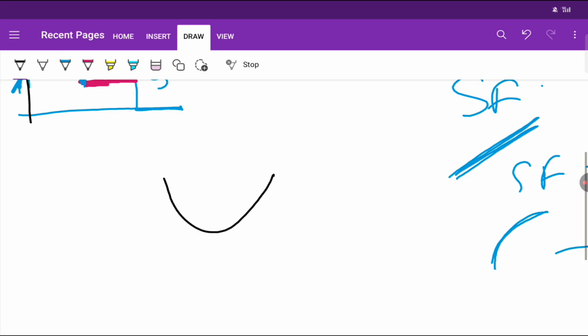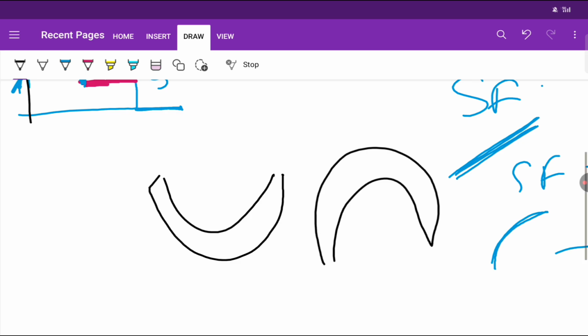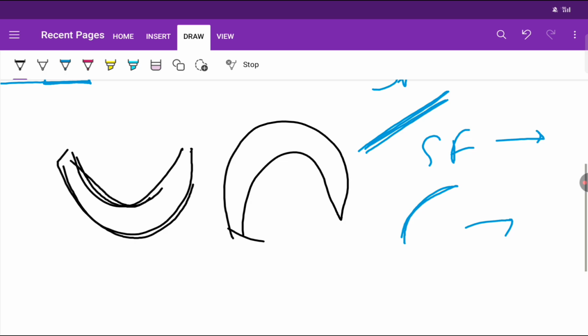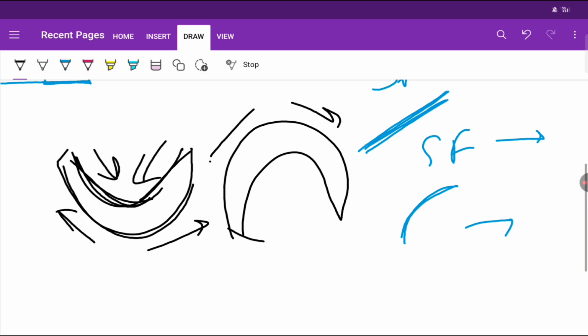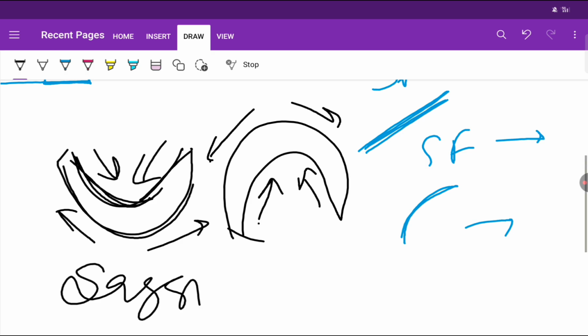Here the top portion is compression and the bottom portion is tension. The topmost fiber is under compression and the bottommost fiber is under tension. In the other case, the topmost fiber is under tension and the bottommost fiber is under compression. So this is called sagging and this is called hogging.